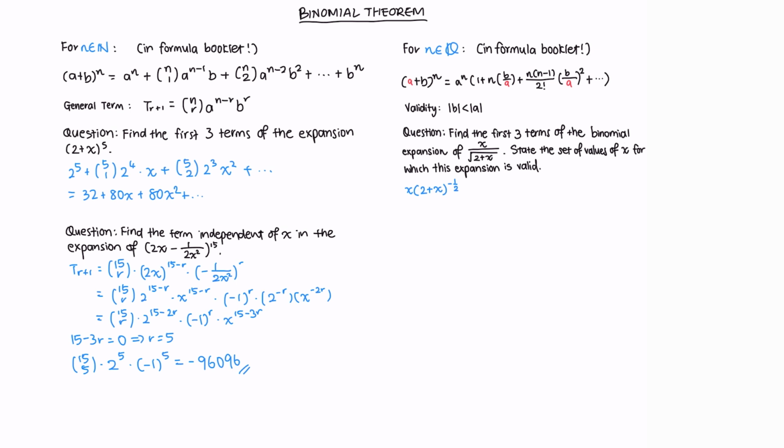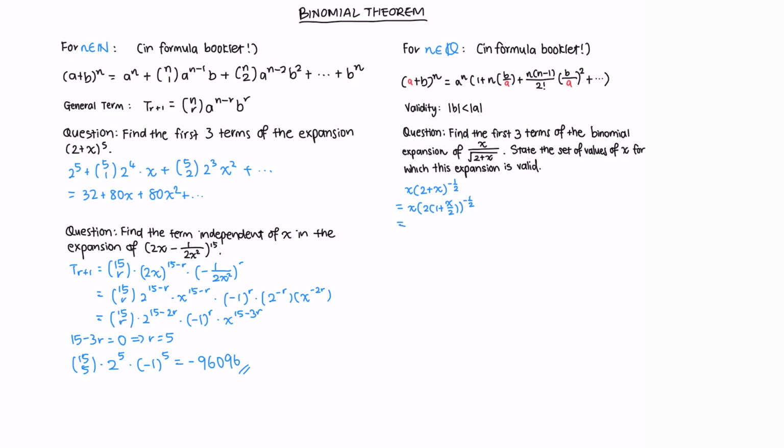Usually what I like to do is I don't like to have the 2 here. You see I highlighted the a over here. I like it when a equals 1. So how am I going to make a equal to 1? What I'm going to do is take out a 2 here. 2(1 + x/2), and then the whole thing to the power of -1/2.